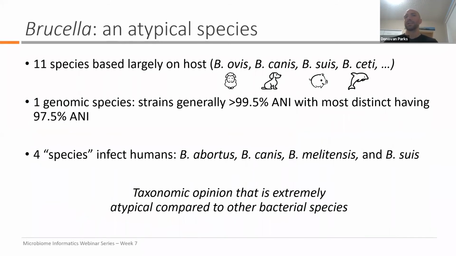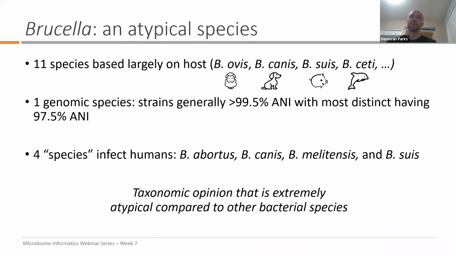All right, so I wanted to give you an example of a very atypical species, so you can see how the application of the polyphyletic species concept can result in species being defined in very different ways. And again, I think this is both the strength of the method and its weakness. So this is Brucella here.